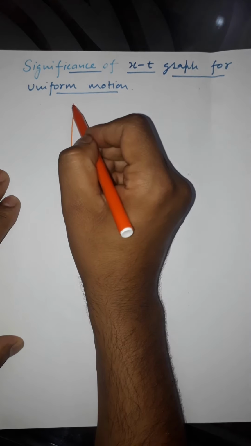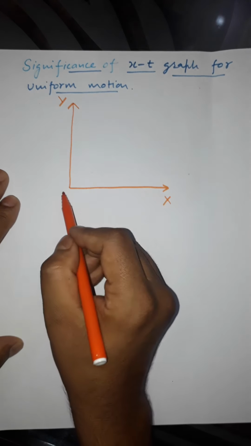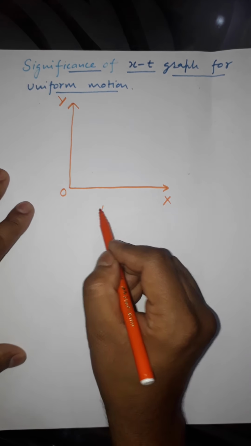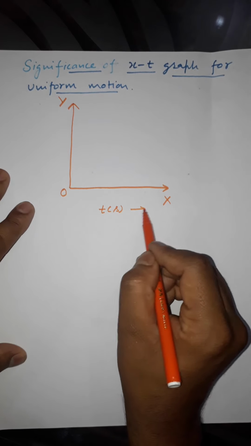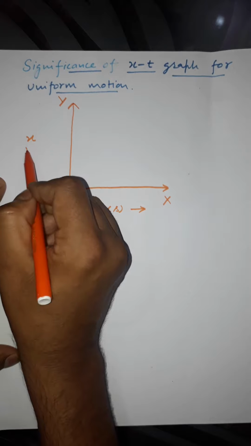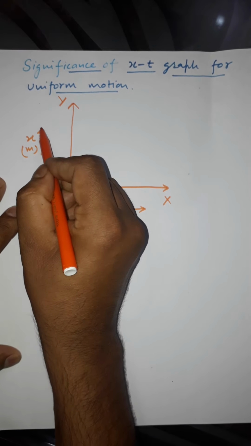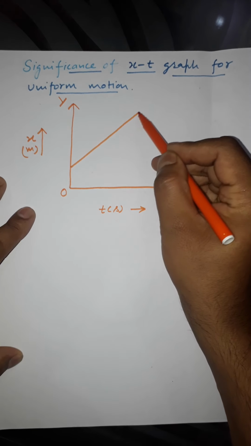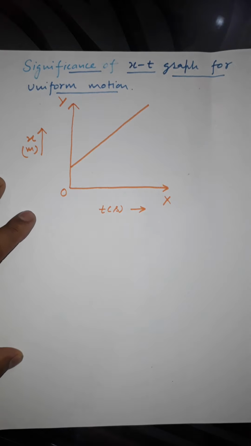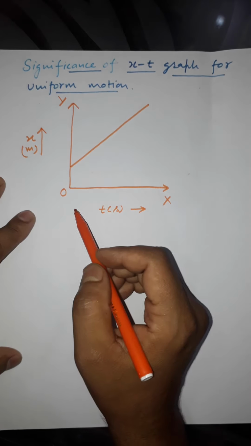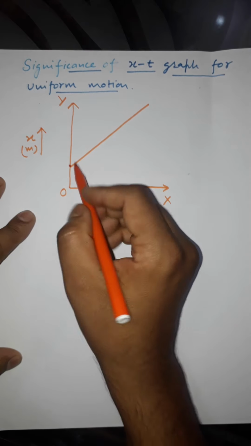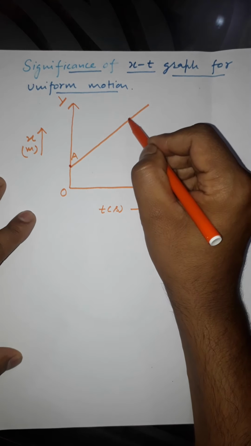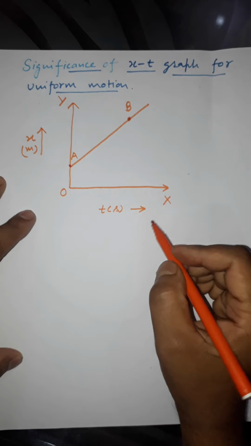Now we all know it is the x-axis, it is your y-axis, and it is a reference point, or you can say origin. So time in seconds is taken along the x-axis and distance in meters is taken along the y-axis. So it is the xt graph for uniform motion. Now let us mark the points here. Say it is your point A, and mark another point B here.